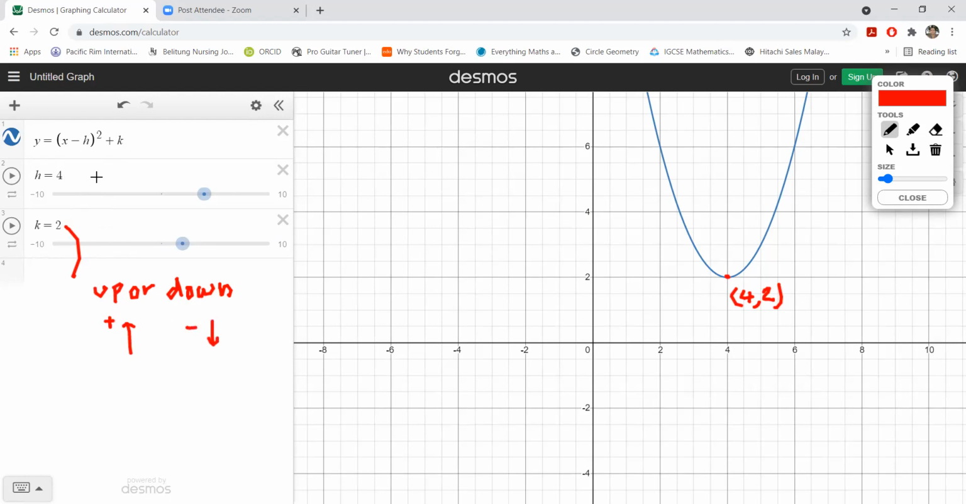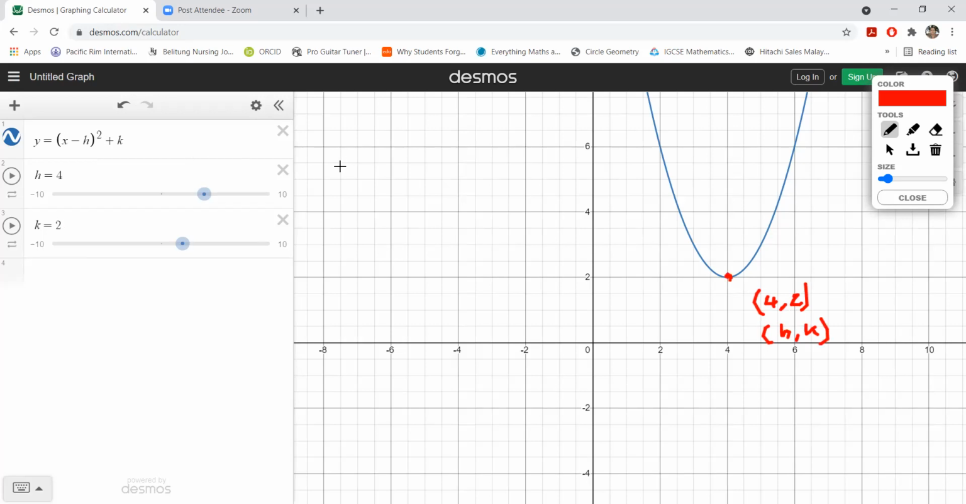And h will go left or right. So if h is positive, it will go to the right side. And if h is negative, if h is a negative number, it will go to the left side. So your equation, let's write out the equation. So let's write that again. So this would be 4, 2, which is the vertex, and that's hk. That's this point here, always.